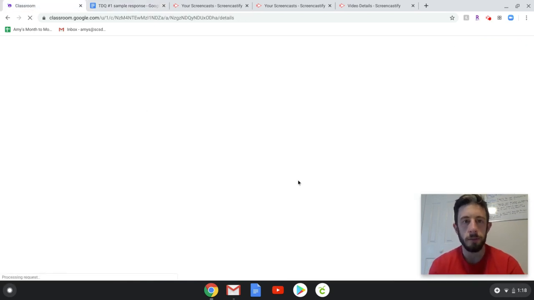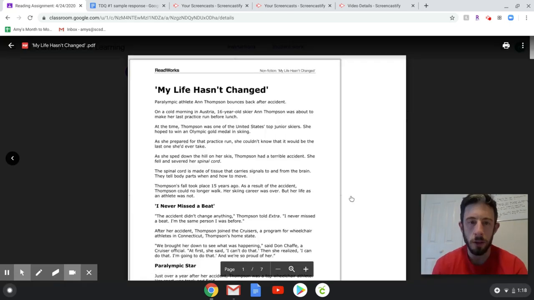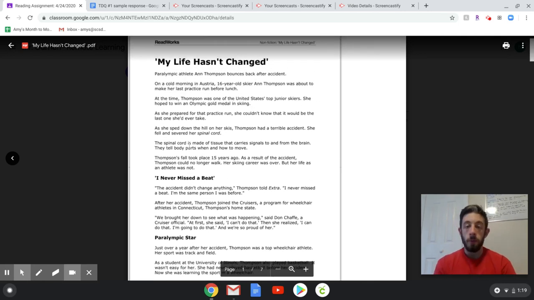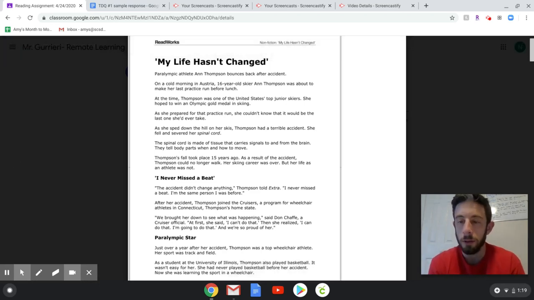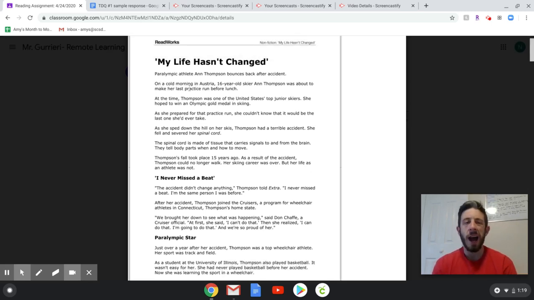So in this section of text that we are reading right here, My Life Hasn't Changed, we're going to read from this part to the end of I Never Missed a Beat. The first time we read it. The second time we look closely for little keywords. And I do see a couple keywords right here that are going to tip me off what text structure the author is using. The first one I see right here is, on a cold morning in Austria. So on a cold morning is talking about the time of day that it is. So the author is probably using something like sequence and order in this section. Let's keep reading.